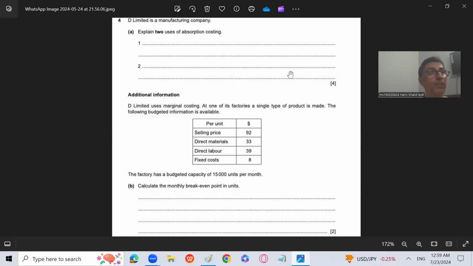The first question has come from incomplete records. I have already done that. The second question is from errors. I have already done that. The third question is from ratios. I have given you the solution. And the fourth question is from marginal costing, that is from cost volume profit analysis or CVP analysis.